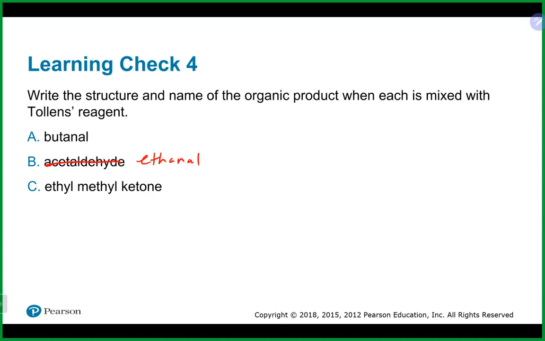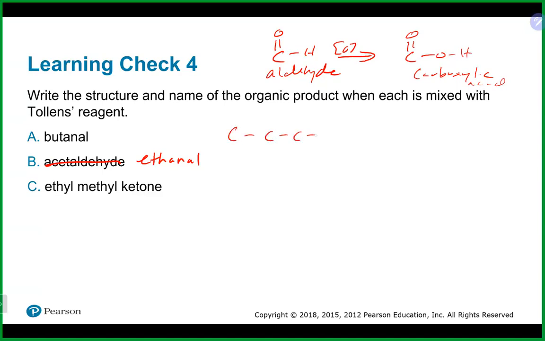Okay, so let's take a look. Remember that these tests, as we talked about earlier, really are for our aldehydes that get oxidized to our carboxylic acids. So that is sort of where we end up there, carboxylic acid. So we will look at butanal. AL means it is an aldehyde, and it has 4 carbons, 2, 3, and 4. So it should look something like this.